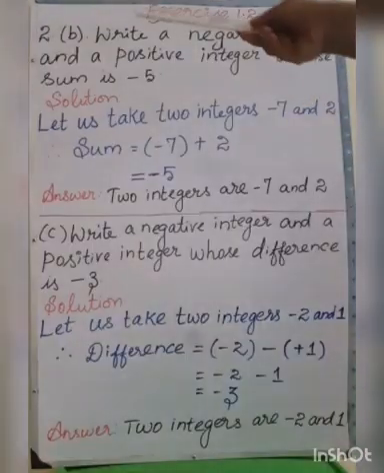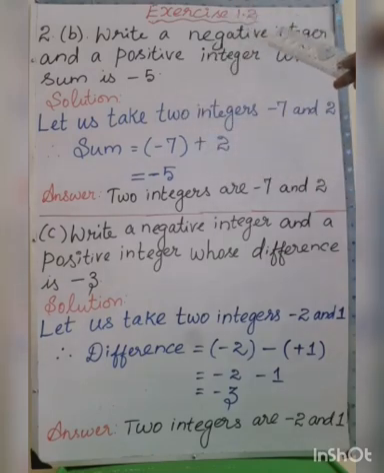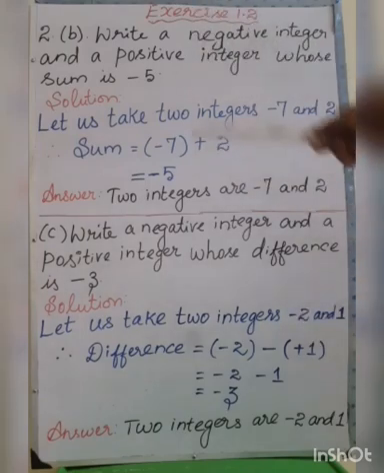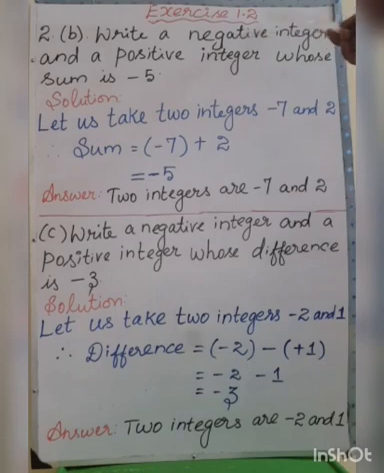Okay students, second sum, B1. Write a negative integer and a positive integer whose sum is minus 5. Solution: let us take two integers. What are the integers in this sum? A negative integer and a positive integer. So the first one, I take the negative integer minus 7, and the second one, the positive integer 2.